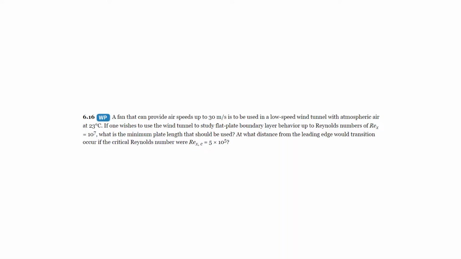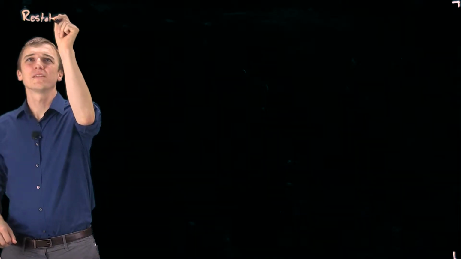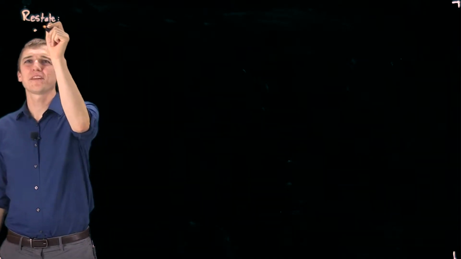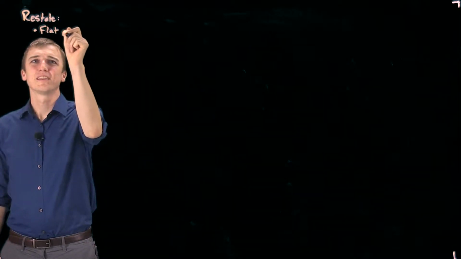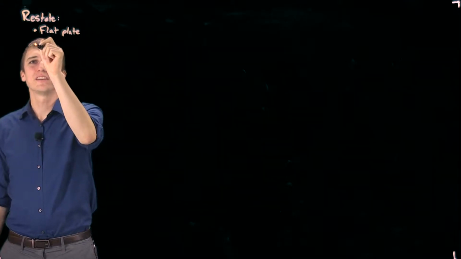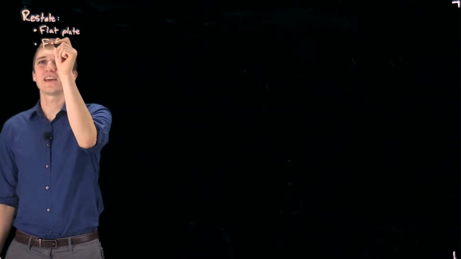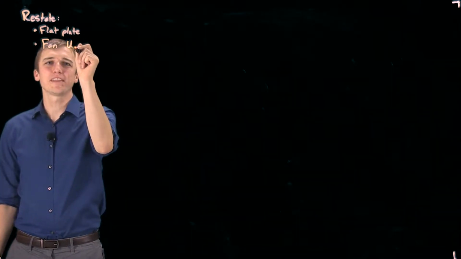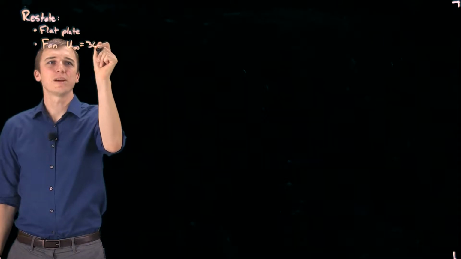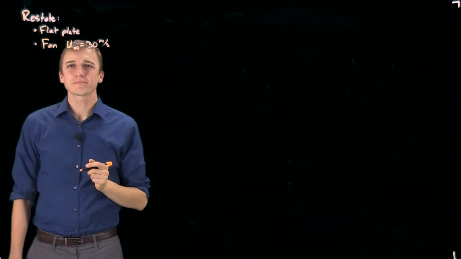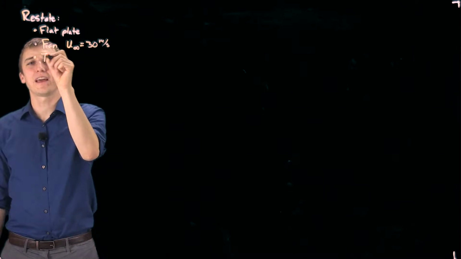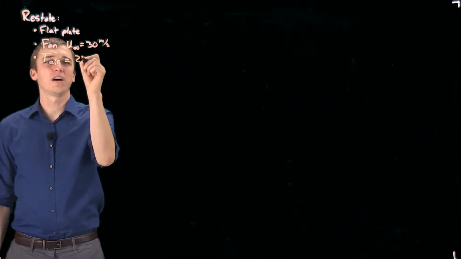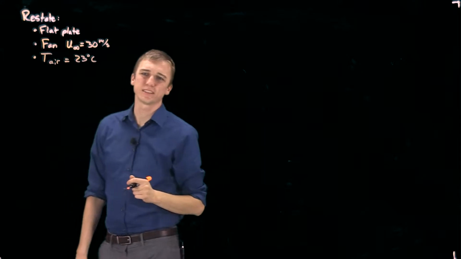Today I'll be doing the second practice problem to homework number 6. We'll begin by restating the problem. We have a flat plate and there will be some sort of experiment done. As part of this experiment, there is a fan with a top speed of 30 meters per second. I'm going to write that as U infinity equals 30 meters per second. The fan is blowing air with a temperature of 23 degrees Celsius.